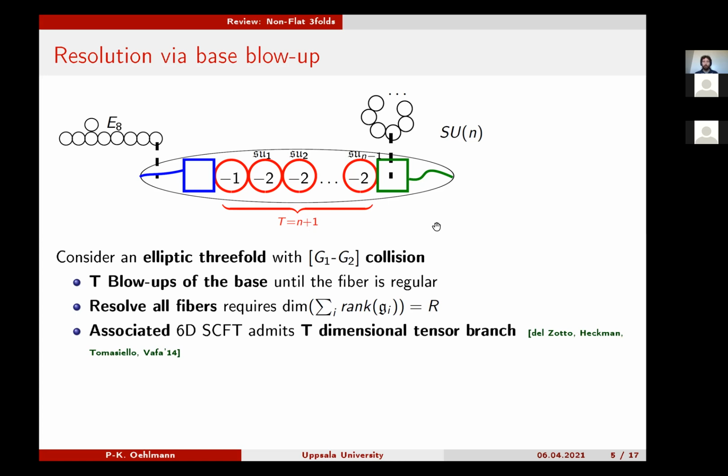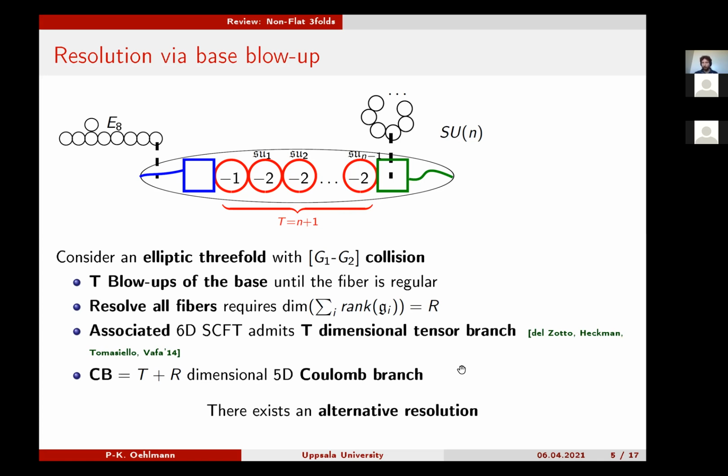SCFT. If you put this whole theory on a circle, of course, these t and r additional resolution divisors are then describing precisely the dimension of the 5-dimensional Coulomb branch. So the number of all these base and fiber resolutions that you have of this non-minimal singularity is coinciding with the 5D Coulomb branch of this circle reduced theory.